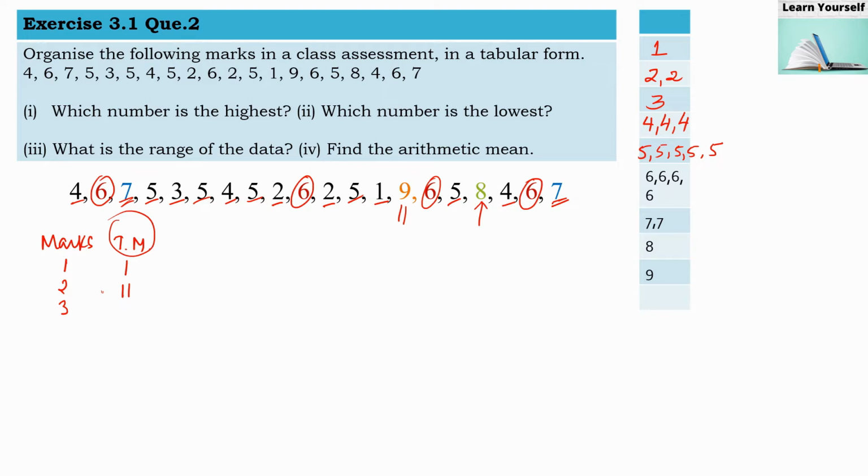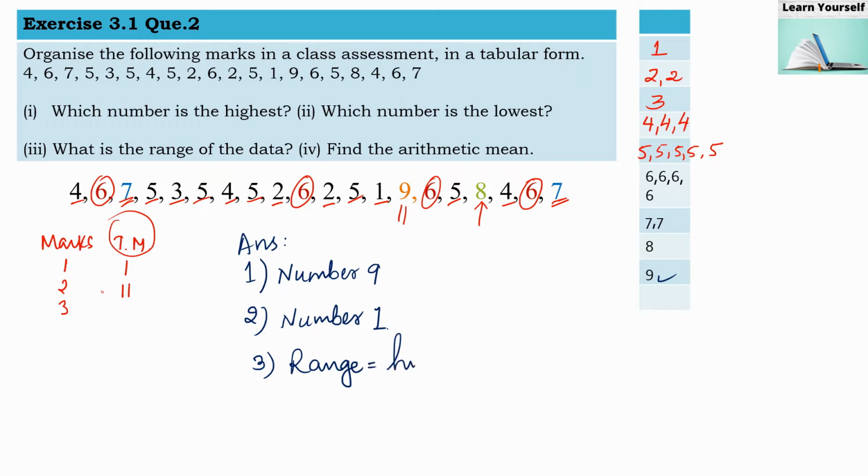Now we are going to write the first answer: which number is the highest? So number 9 is the highest. Second, which number is the lowest? So number 1 is the lowest. Then third, what is the range of the data? Now we have the highest observation and we have the lowest observation. So range equals highest observation minus lowest observation. So 9 minus 1. So range of data is 8.